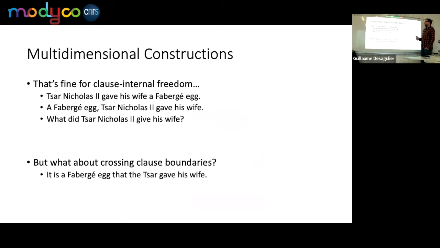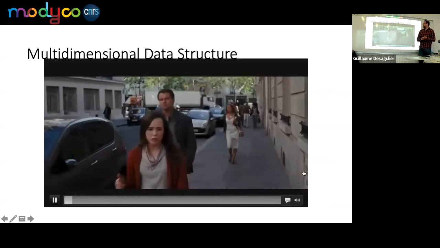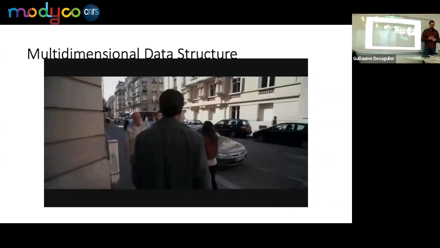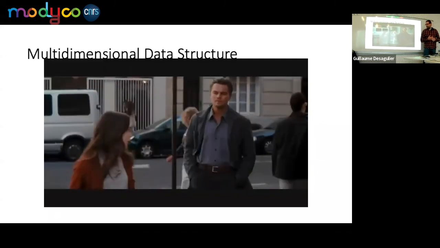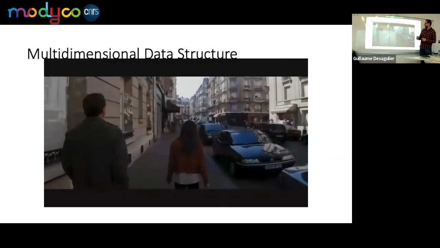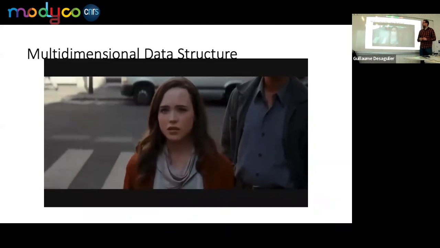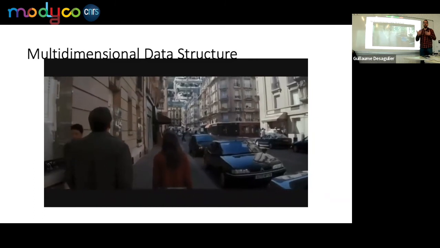Right, so if you have multidimensional constructions, then you can easily do clause internal freedom, meaning we can easily swap parts of a clause. But can we also cross clausal boundaries, like in "it is a Fabergé egg that the Tsar gave his wife"? For this, I drew inspiration from Inception, the movie. I hope the movie still works. If you've seen the movie, it's really nice. You see there is, at the end of the street, it looks far away. But if you have a multidimensional structure, there are other ways of holding the space.